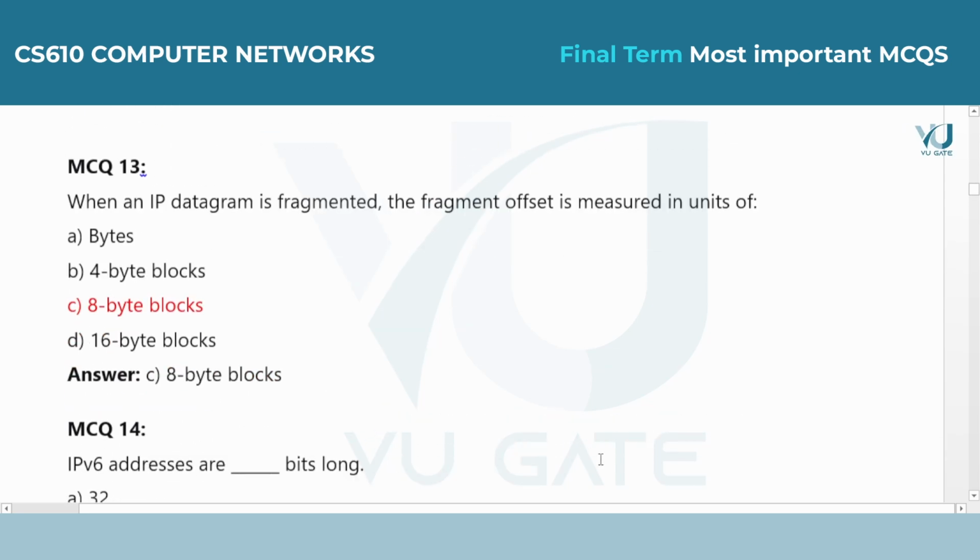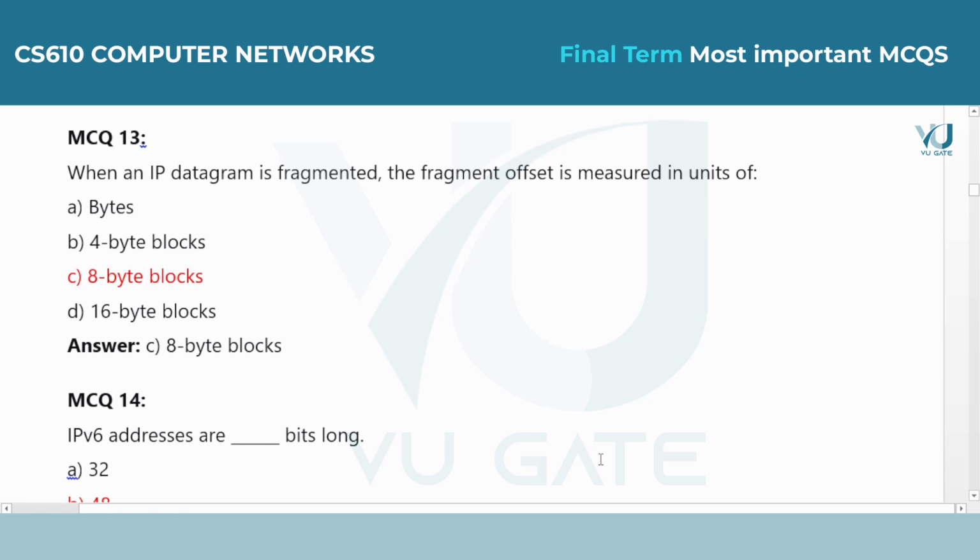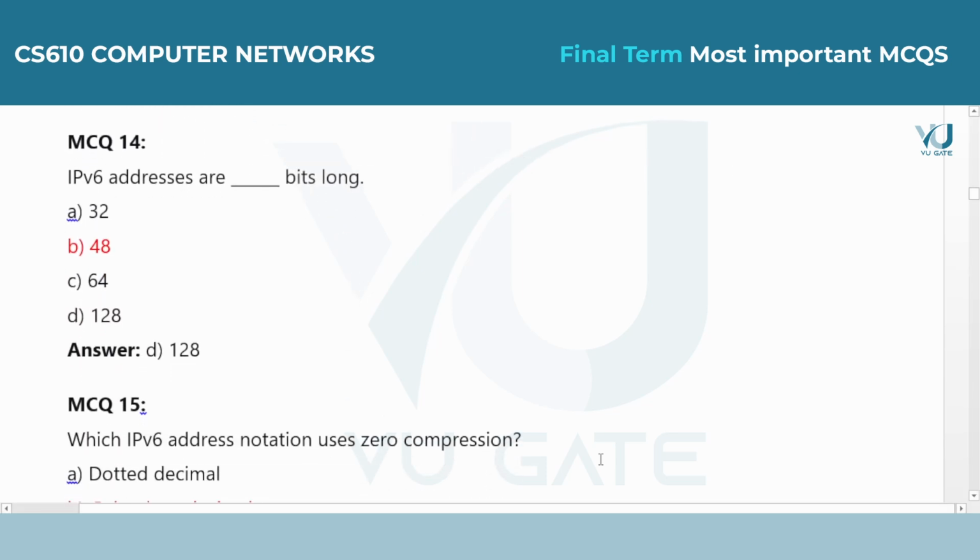MCQ 13. When an IP datagram is fragmented, the fragment offset is measured in units of. Answer: C, 8-byte blocks. Concept: to save space in the header, the offset value is multiplied by 8 to determine the actual byte position of the fragment. MCQ 14. IPv6 addresses are bits long.